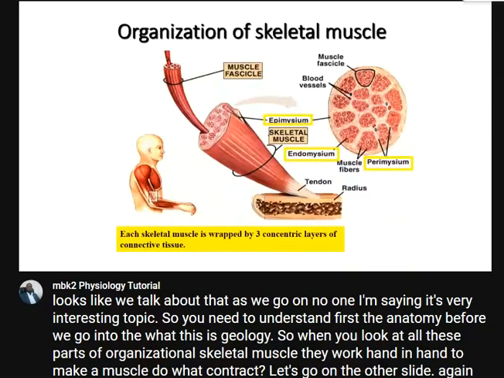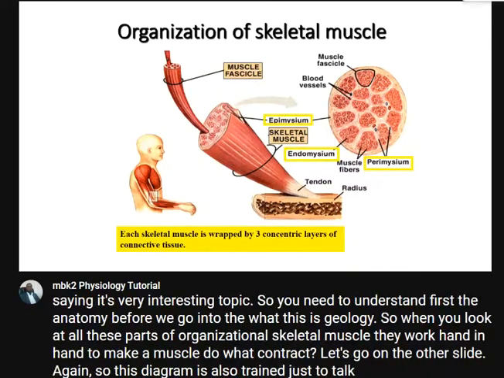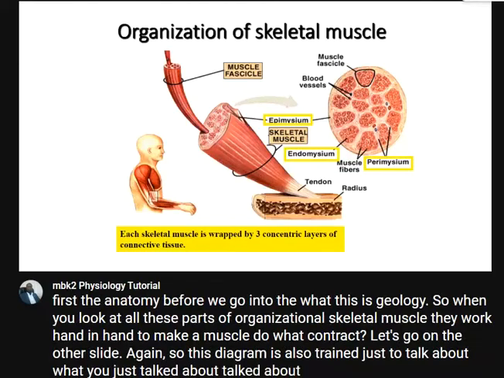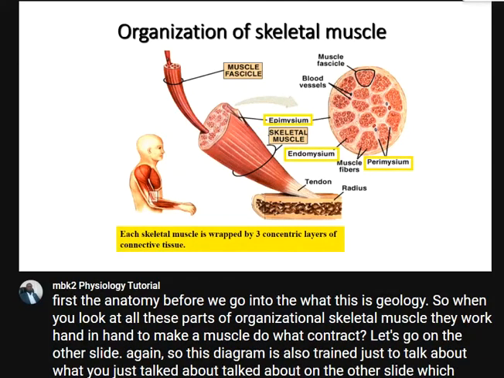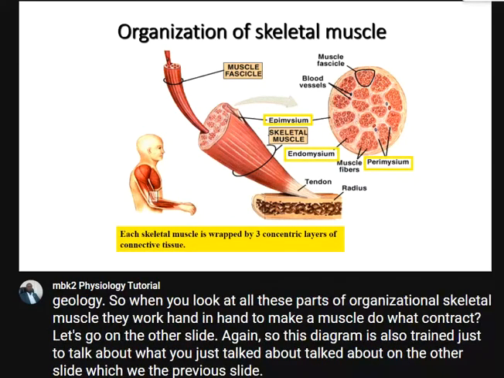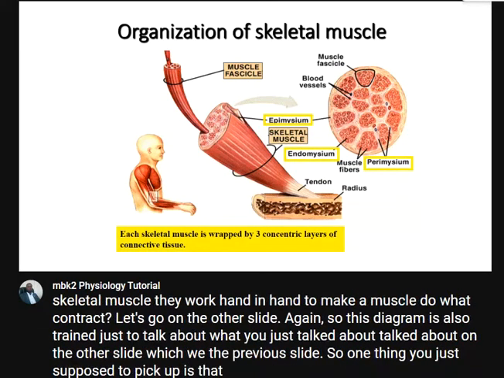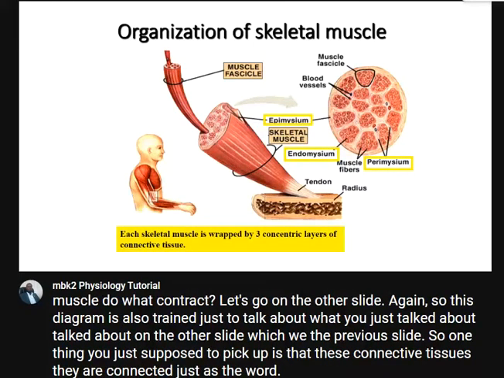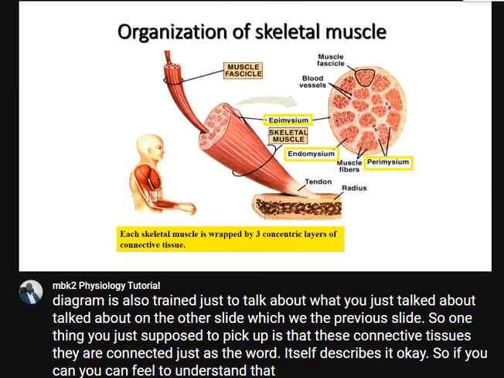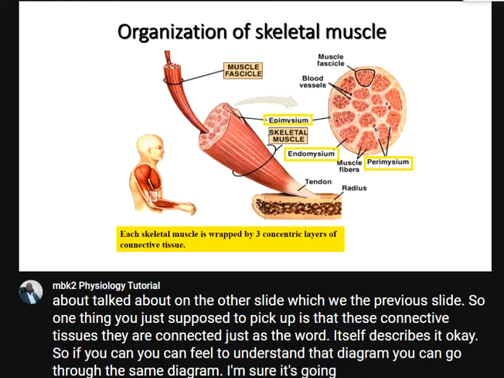This diagram is also talking about what we just discussed on the previous slide. One thing you're supposed to pick up is that these connective tissues are connected, just as the word itself describes it. If you fail to understand that diagram, you can go through it again. I'm sure it's going to help you.